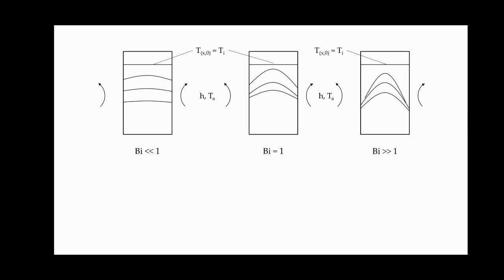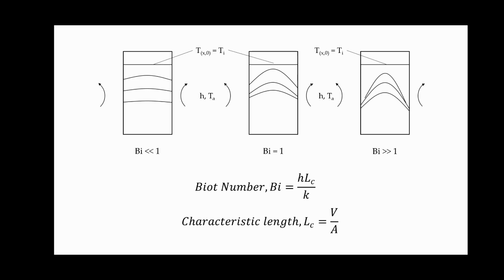Therefore, to fix the criteria for which lumped system is applicable, let us define Biot number in general form as follows. Biot number, that is Bi, is equal to h Lc by k, where h is the convective heat transfer coefficient at the surface, k is the thermal conductivity of the solid, and Lc is the characteristic length, which is defined as the ratio of volume of the body to its surface area. Lc is equal to V by A.